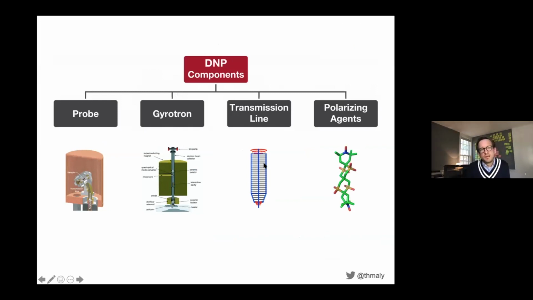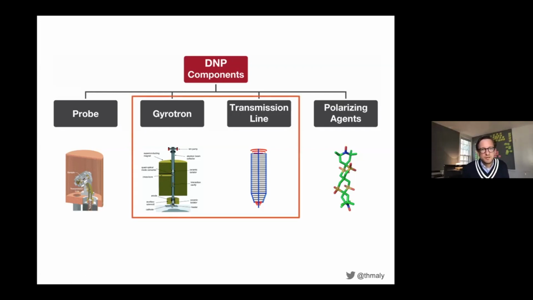You need a transmission line to get the microwave power to the probe, to your sample, and then you need a polarizing agent. So in this tutorial, I will focus mainly on the source and the transmission line and how to get the microwave to the sample efficiently.